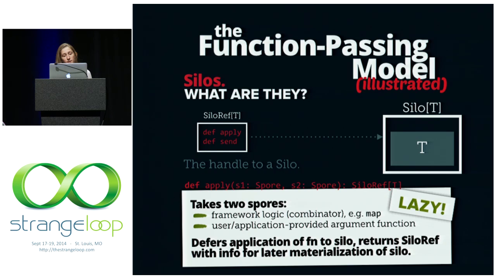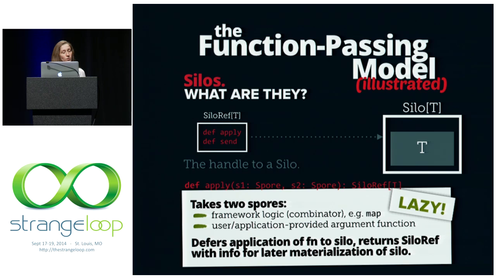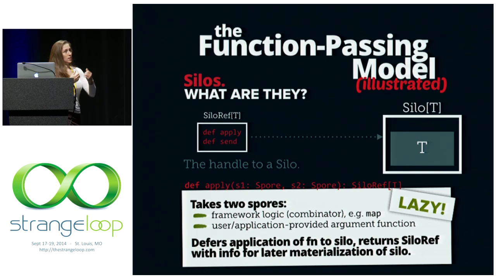Very important to note is that this apply thing is actually lazy. What it does is it returns this silo ref thing. So it basically just figures out everything that it needs to do to your remote piece of data. It has its functions. It has how to get to it on some other machine. And it returns another reference, which represents the result on some other remote machine, whenever that thing actually gets computed. So when the result piece of data is materialized somewhere else, you have a reference to it whenever it's ready.